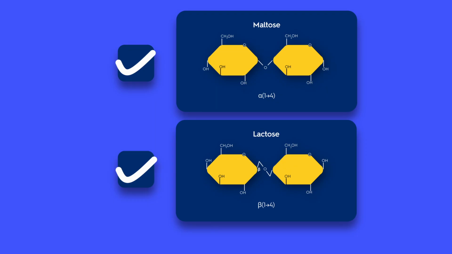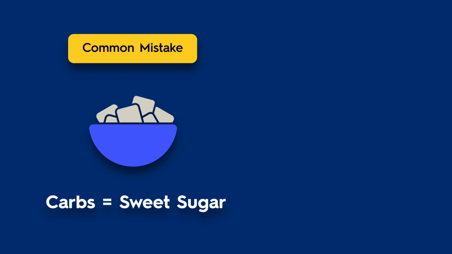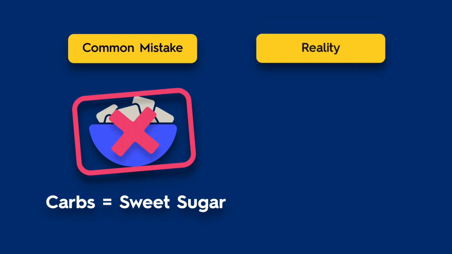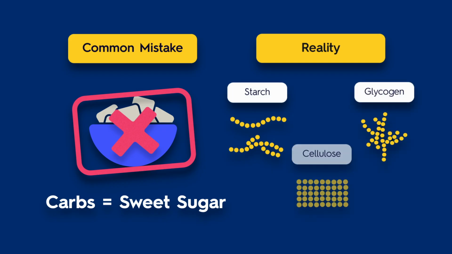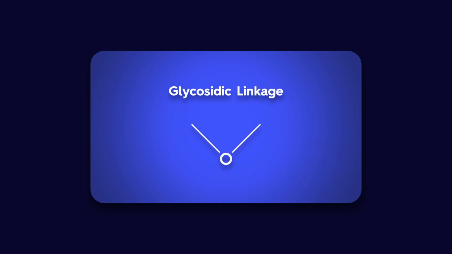A common mistake is thinking carbohydrates are only sweet sugars. In reality, carbohydrates include long, structural fibers like cellulose and storage forms like starch and glycogen. So far, you can now define carbohydrates and name the link that holds sugars together.